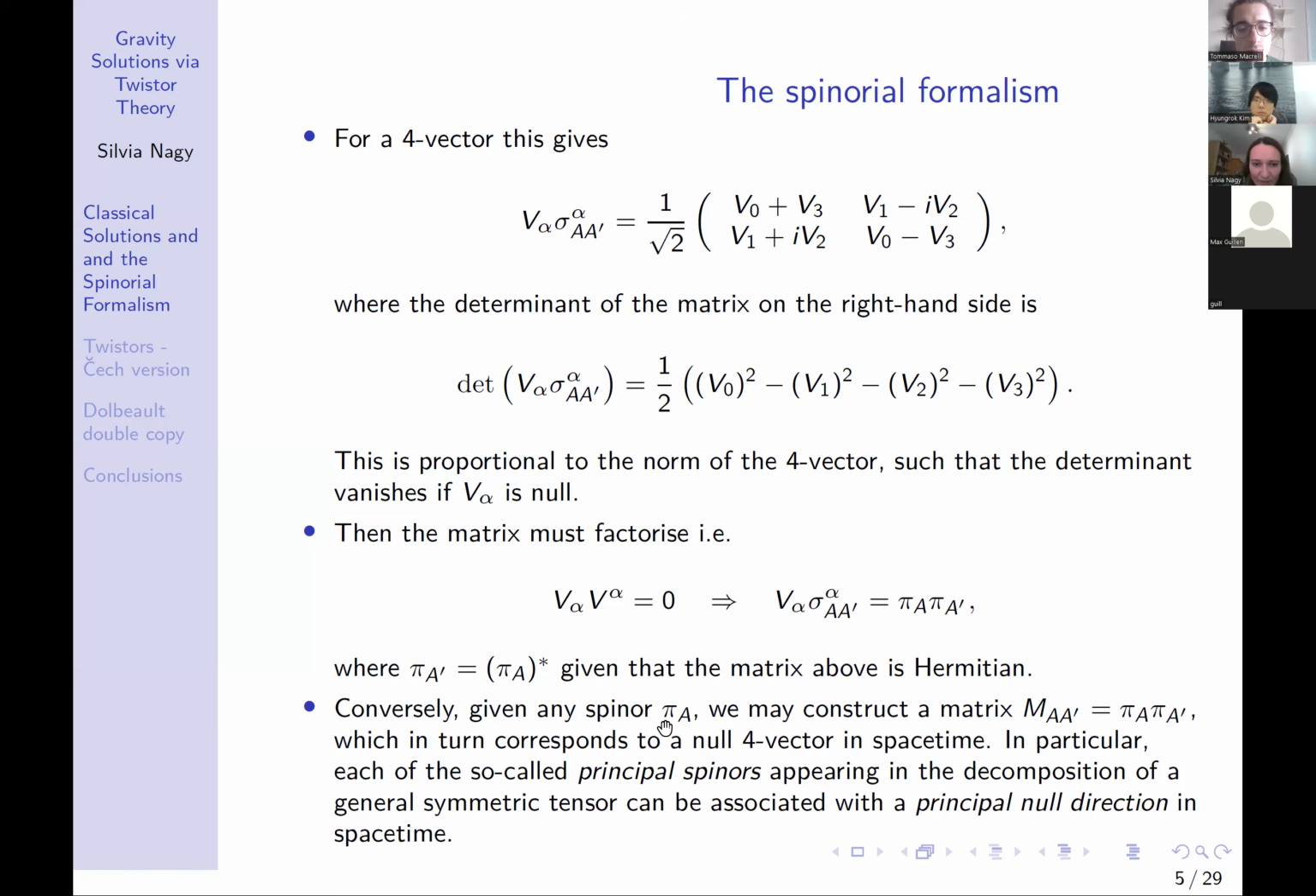This is all very similar to the spinor helicity formalism from amplitudes. One thing I wanted to mention here is that one can go the other way around as well. Instead of starting with the vector, if I have a spinor pi like this, I can construct a matrix M of determinant 0, and this will correspond to some null vector via this correspondence, and this is called a principal null direction in space-time.